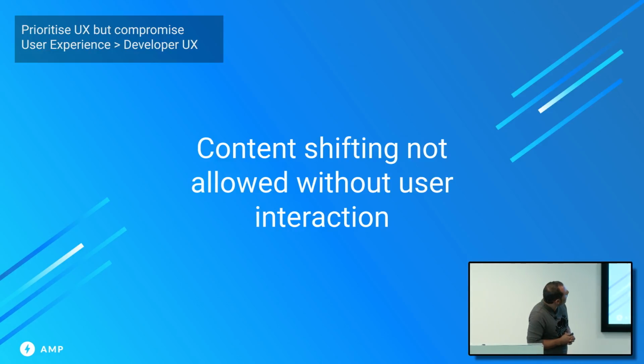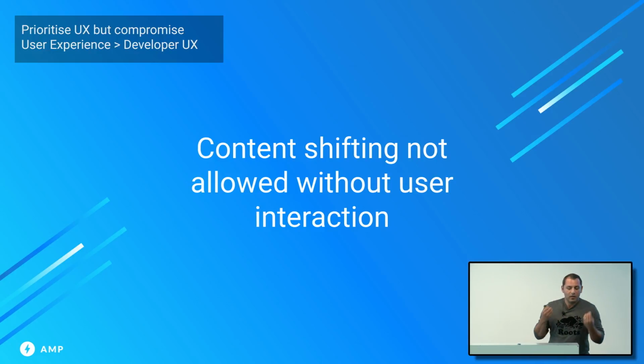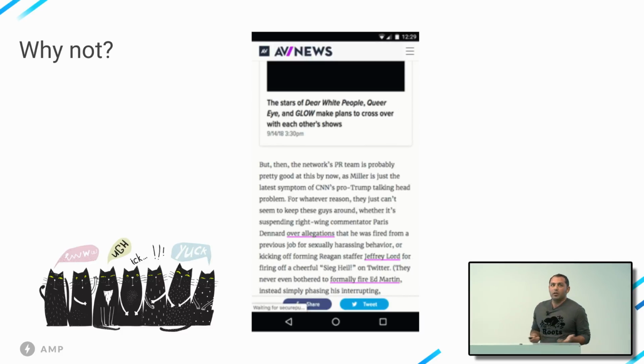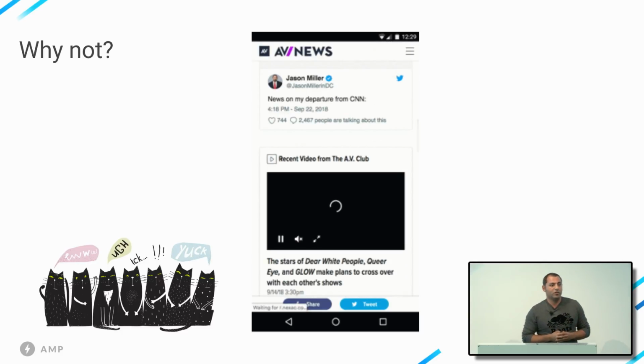What's the first one? Content shifting not allowed without user interaction. This is a common one that I see in AMP. Whenever there is something that we want to do in AMP, it's one of the principles that we really have to think about. And it's sometimes very challenging for us to handle this. So what does this mean? First of all, why not? What's wrong with content shifting?